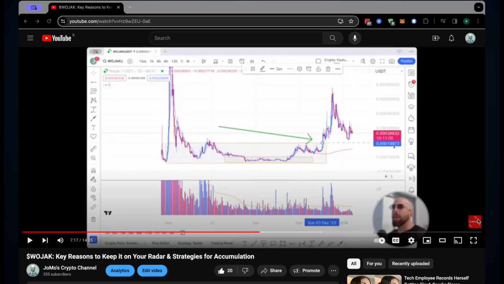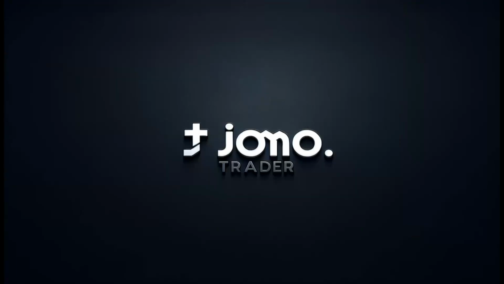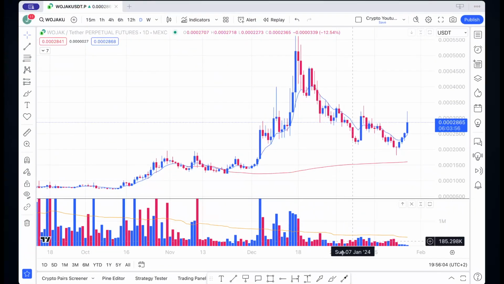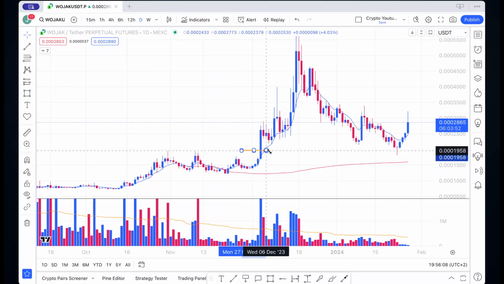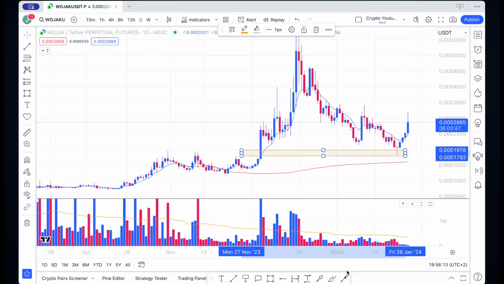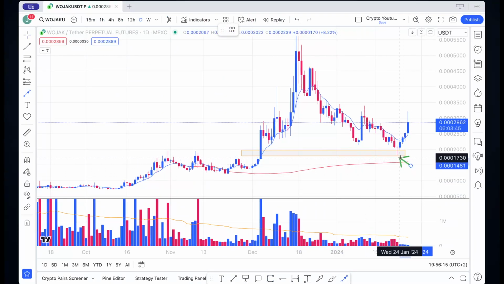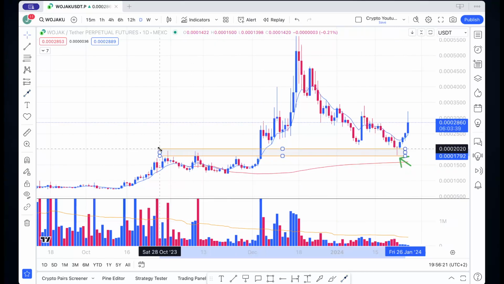Now let's forward to today and take a look at the chart. As we can see, with the last correction in BTC, WOJAK went just a little bit beneath it. By the way, this is where WOJAK penetrated the area where we wanted to accumulate. I told you that this area will probably act as support.